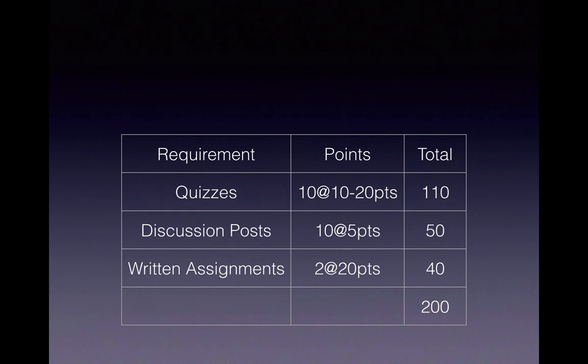And the requirements for the course are fairly straightforward. There will be quizzes. There are 10. The majority of them are 10 points. There is one 20-point quiz for a total of 110 points. There are discussion posts that you will be doing along with each of the modules. There are 10 of those, 5 points each. And then there's 2 written assignments worth 20 points each. So the total amount for the course is 200 points total for the course.